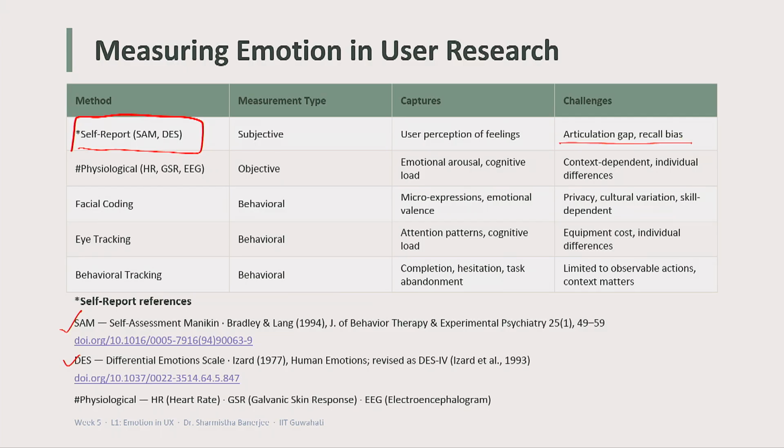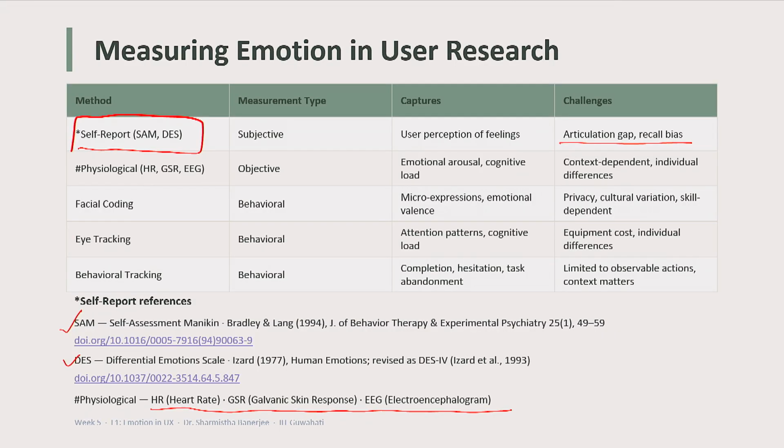You can also do physiological measurement, wherein you measure the heart rate, the galvanic skin response, and do the EEG. Now these are very objective, because if there is an emotional arousal, if there is a cognitive load, your physiological parameters can clearly express them in terms of numbers. However, they are also context dependent. Your heart rate can increase when you feel very happy and also when you feel very angry. And there are also individual differences. If I become very happy, my heart rate might go from 50 to 60, but for someone else it might go from 50 to 70. Someone might also start at 60 and go to 90.